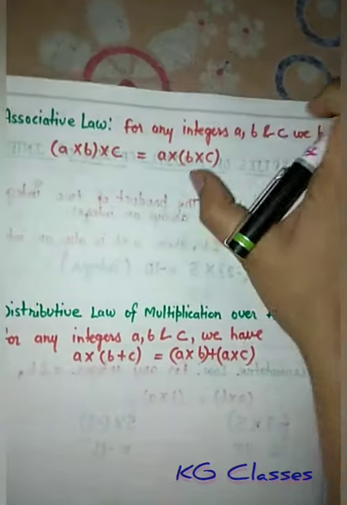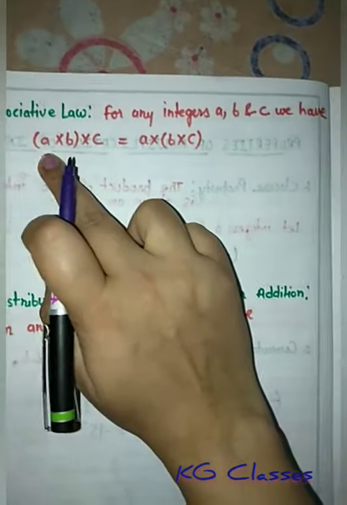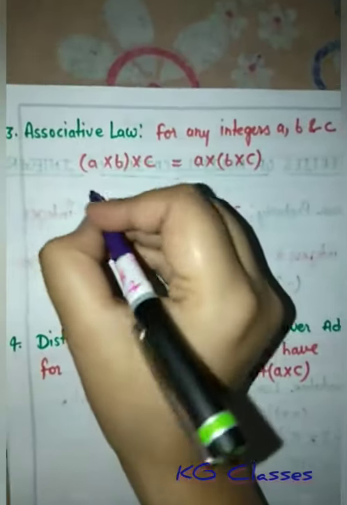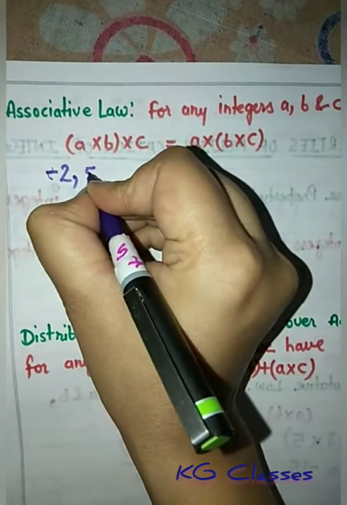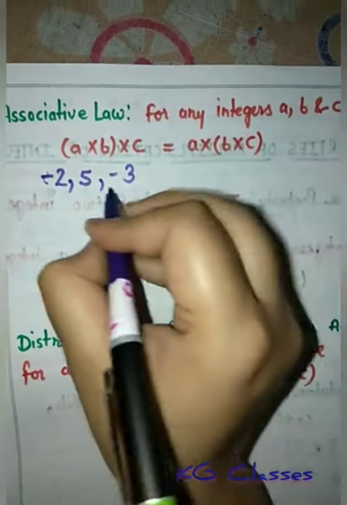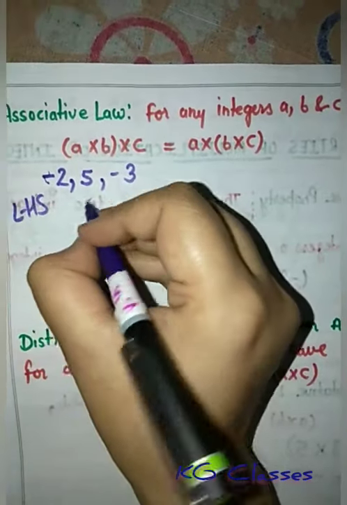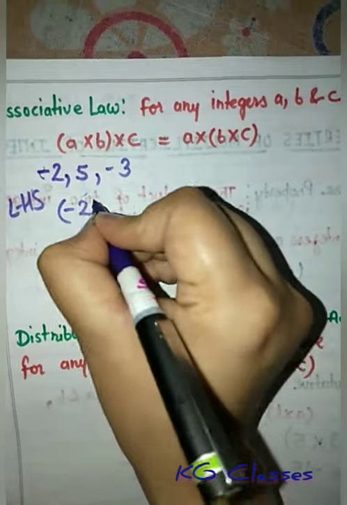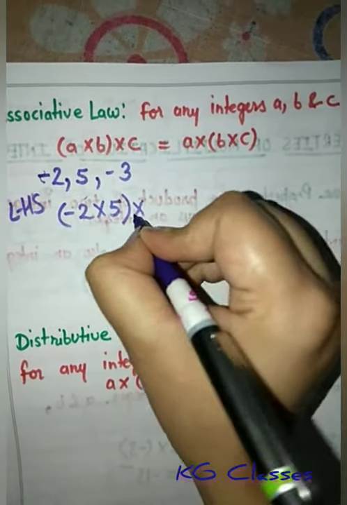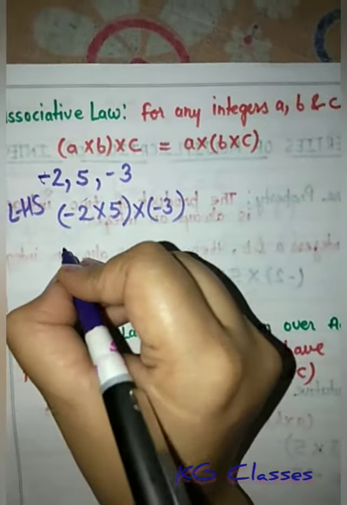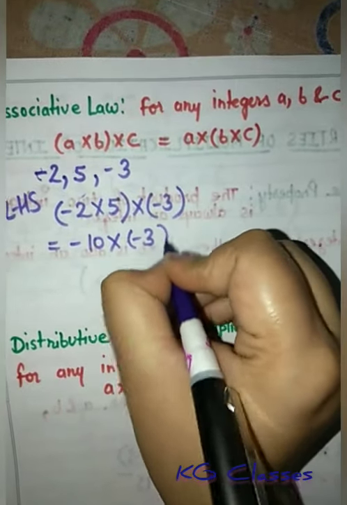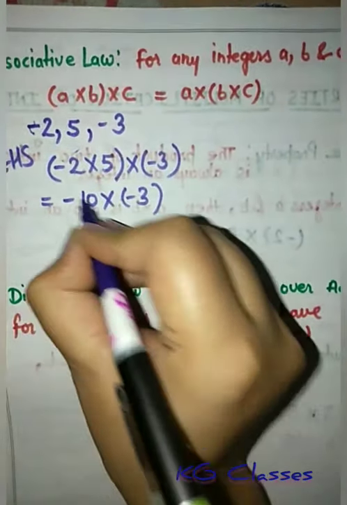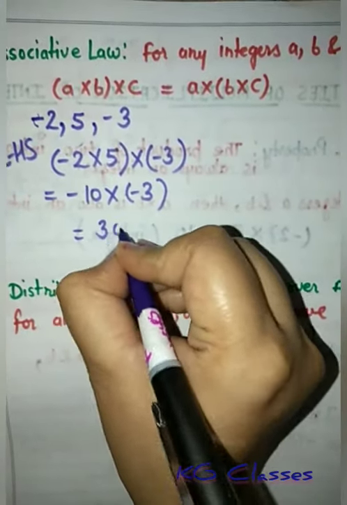Next property is associative law. For any integers a, b and c, we have this situation. So let's take an example. If we have three integers minus 2, 5 and minus 3, then take the left hand side of this. What will we get? Minus 2 multiplied by 5, bracket close, multiplied by minus 3. So what will we get? 5 2s are 10 and minus 3. So we will get minus minus plus, 10 3s are 30. We will get 30 here.